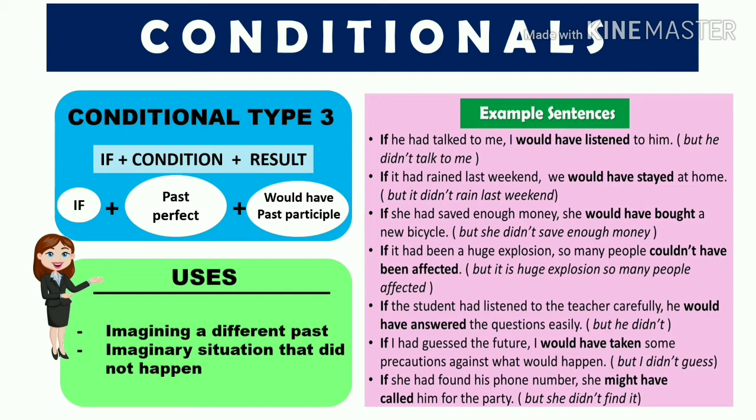If it had rained last weekend, we would have stayed at home. But it didn't rain last weekend, so we didn't stay at home last weekend. If she had saved enough money, we would have bought a new bicycle. But she didn't save enough money, so we can't buy a new bicycle and we couldn't buy a new bicycle.